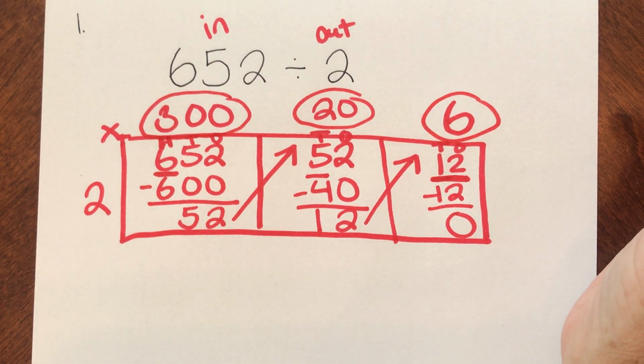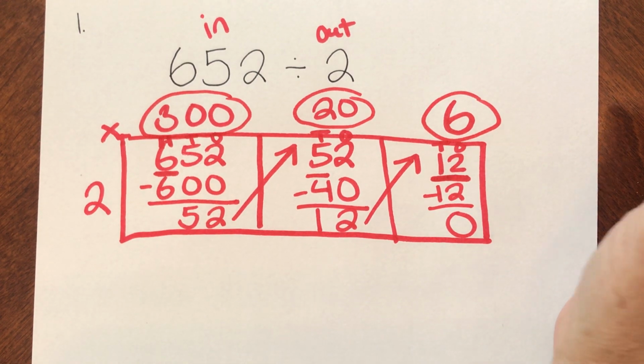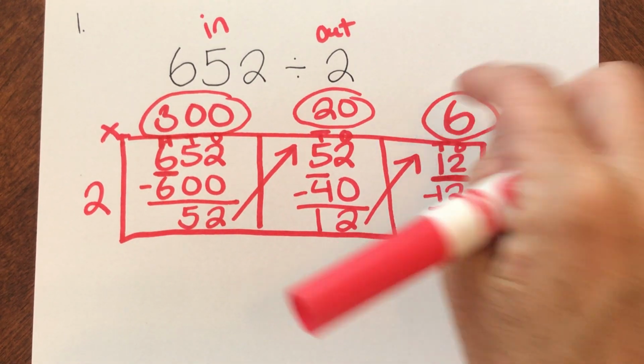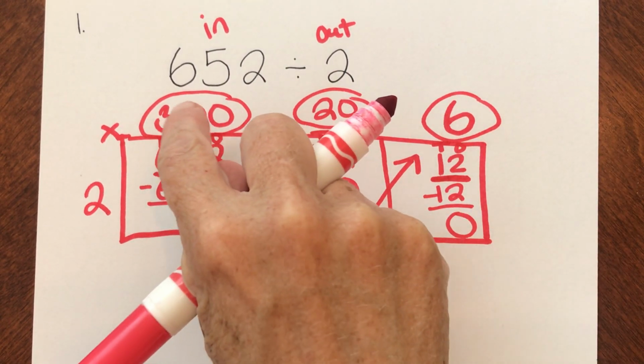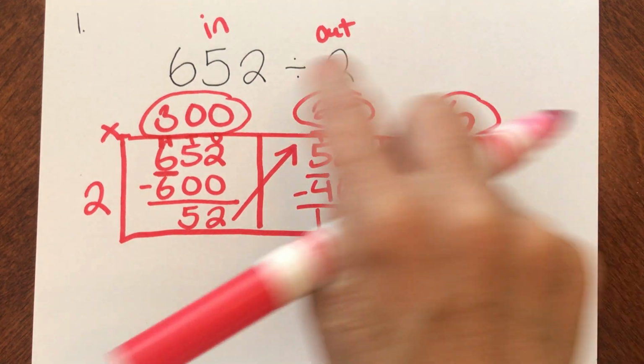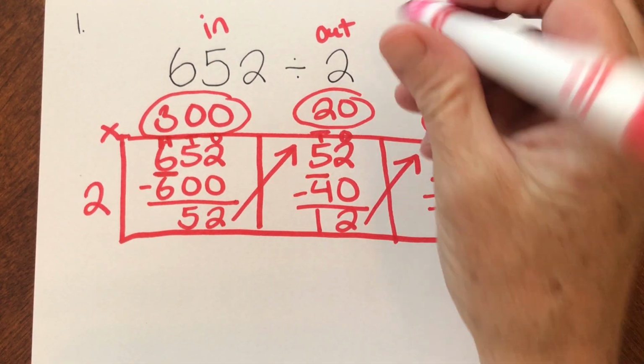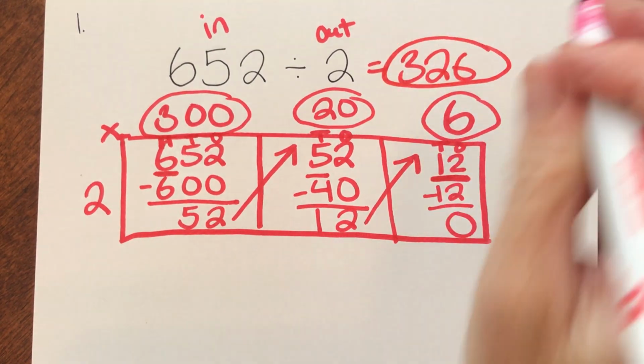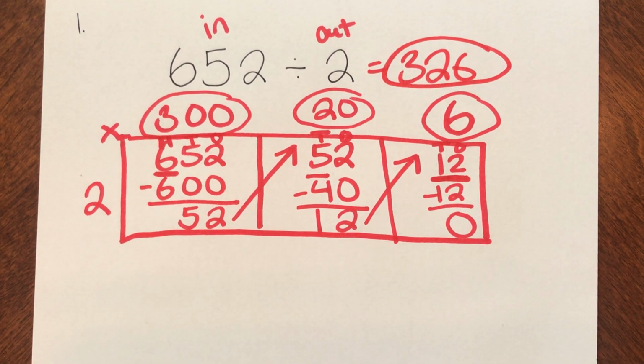Okay, these answers up top, these are what I call my partial quotients. So remember, a quotient is our answer. These are my partial quotients, which mean they're part of the answer. So what happens if I add up 300 plus 20 plus 6? 326. So that is my real quotient, 326.